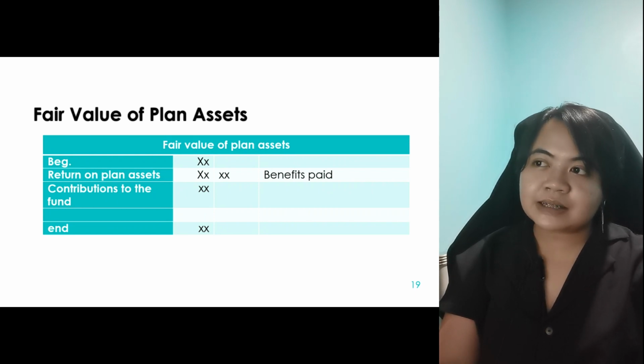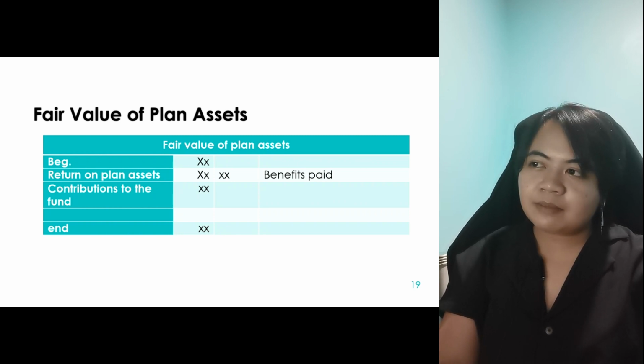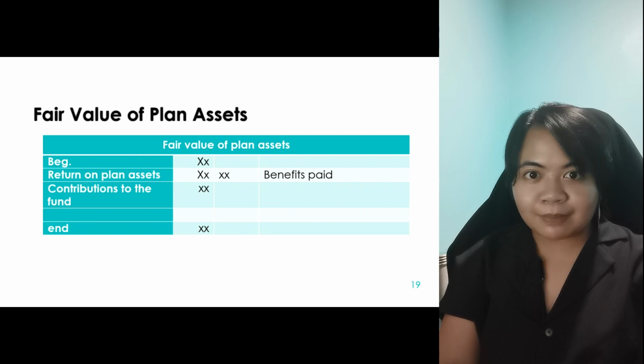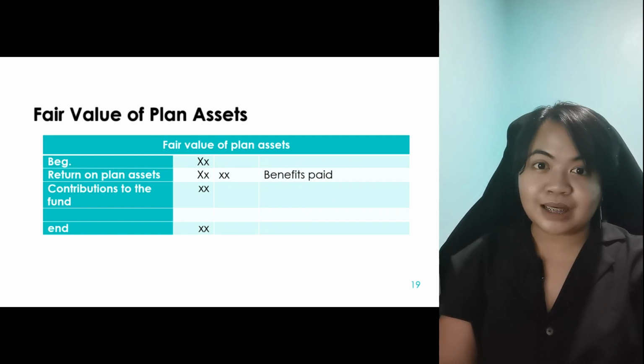Because fair value of plan asset is an asset, the normal balance is debit. So, you debit the beginning balance, debit return on plan assets, which is usually given, then debit contributions to the funds. Credit, benefits paid, or what you have given out. Okay? Then, you get the ending balance.